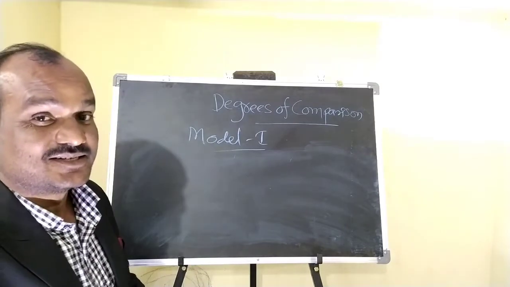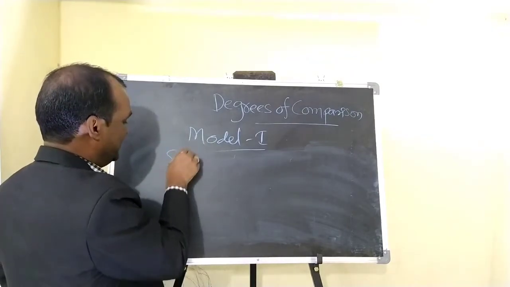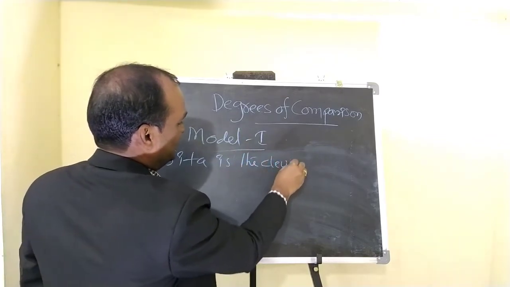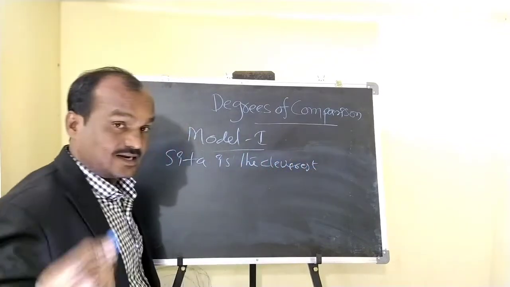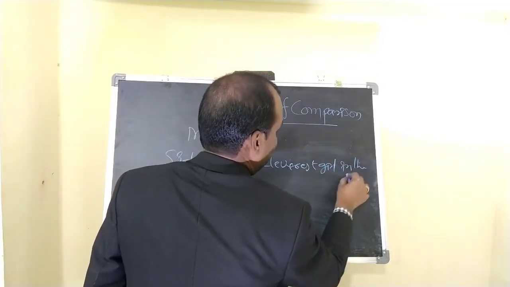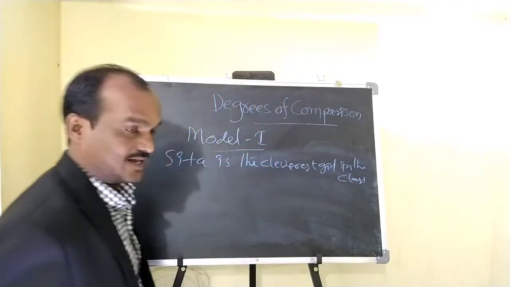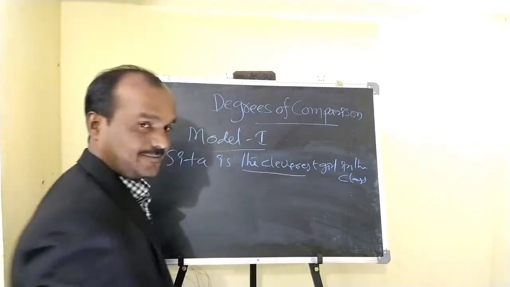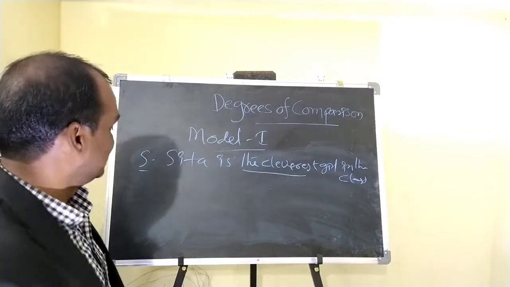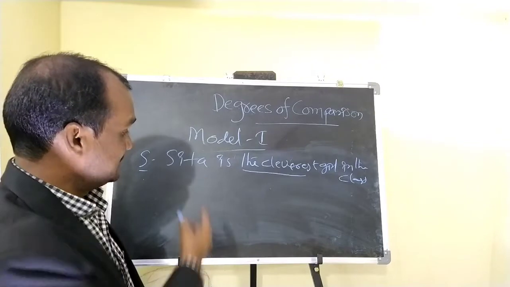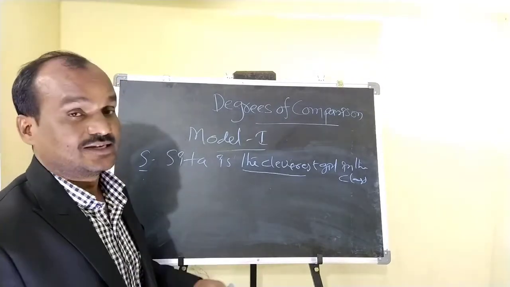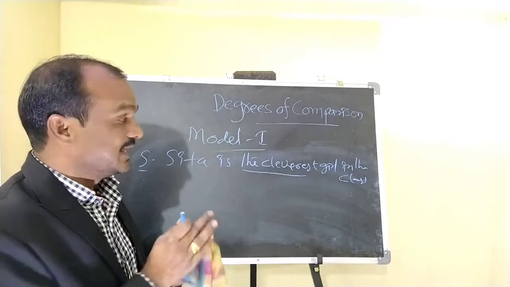Sita is the cleverest girl in the class. You see here, the cleverest. This is superlative degree. Sita is the cleverest girl in the class. And if the sentence is given like this, we can first of all ensure what the degree of the given sentence is, in which degree the given sentence is.